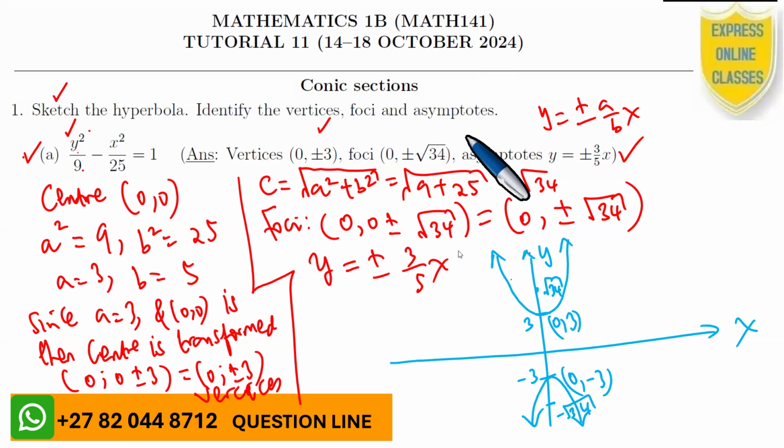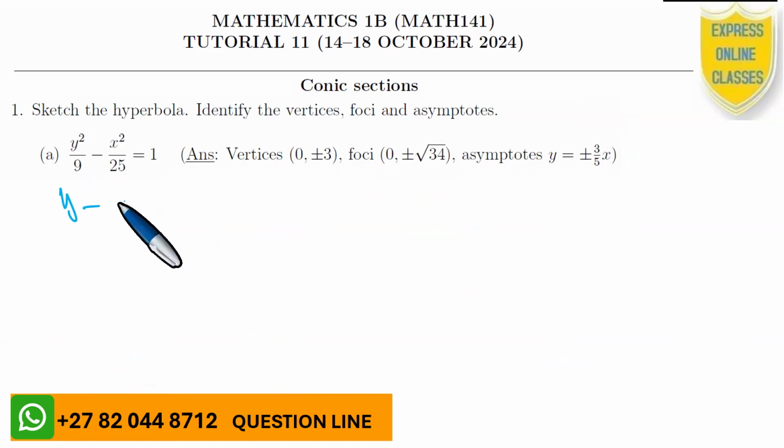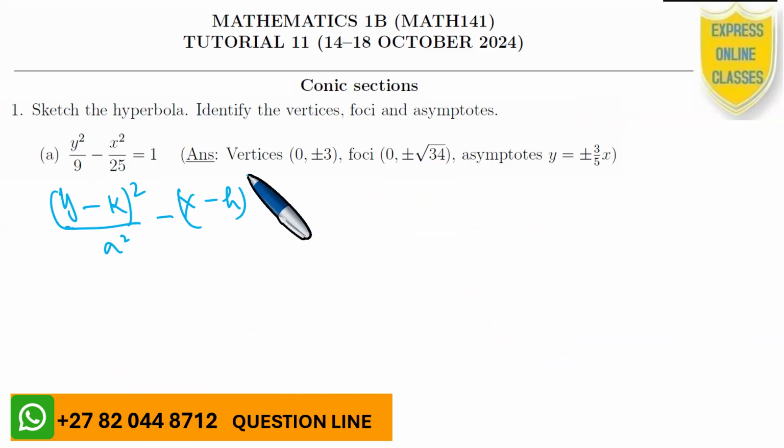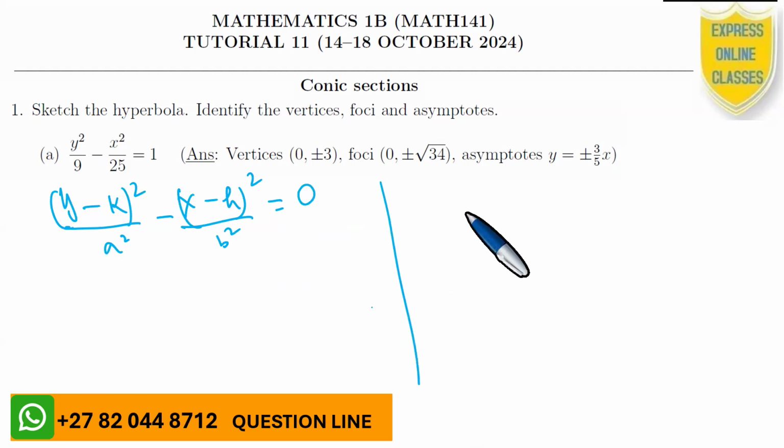Yeah, that's a good question. Is the asymptote always a over b? We will reason that whenever y comes first, it will be that way, because it's y minus k squared over a squared minus x minus h squared over b squared, and we make it zero. And then we make y the subject of this. That's the reason. We're going to do it in two ways, because either x is the subject or y is the subject of this.